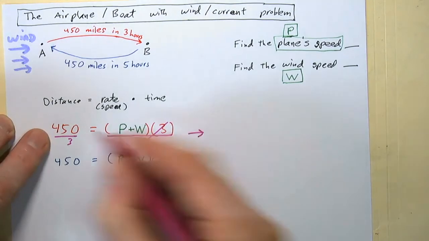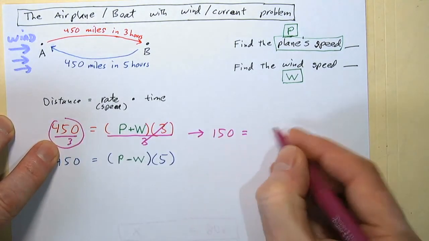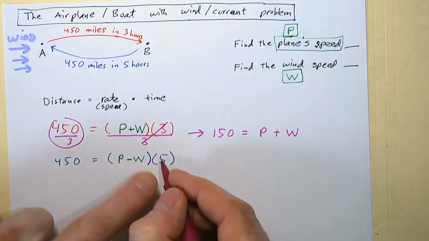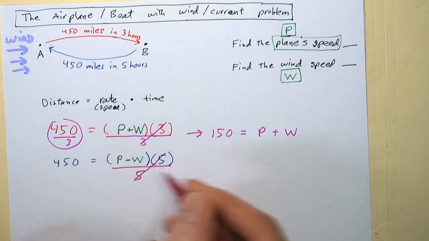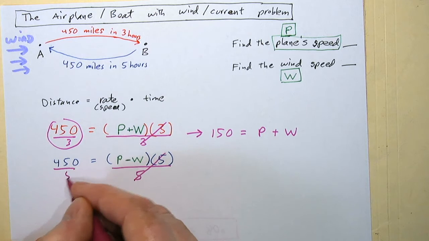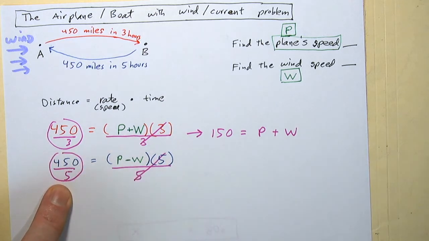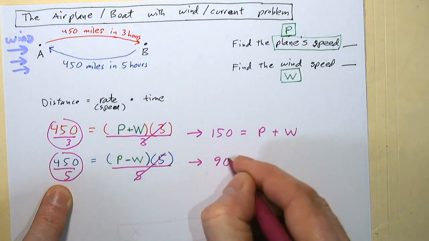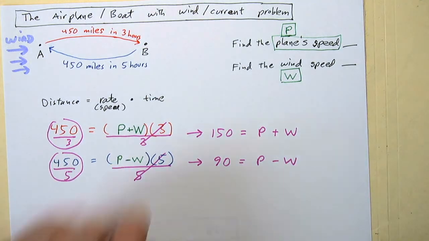I'm going to write the problem over here. 450 over 3 is 150, equals P plus W. And we'll do the same thing here. I could distribute like I did in my homework, but I'm going to do this, which is even better. Divide by 5, divide by 5. 450 over 5, and I should use a calculator, that should be 90, is P minus W.